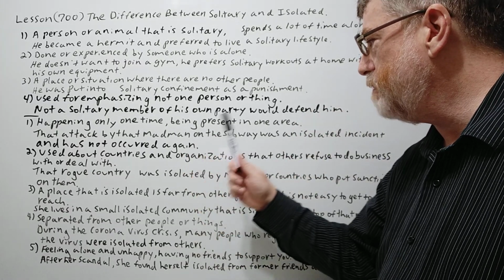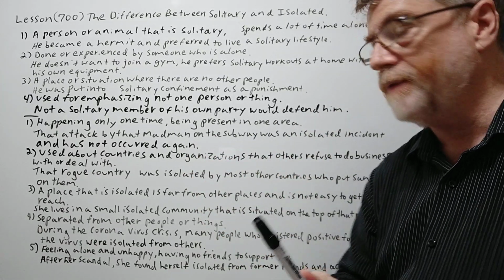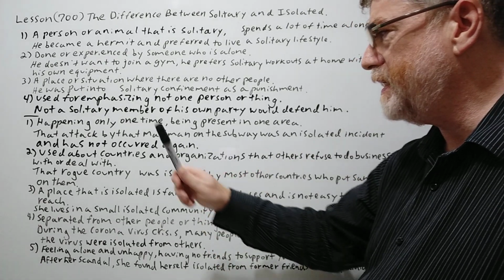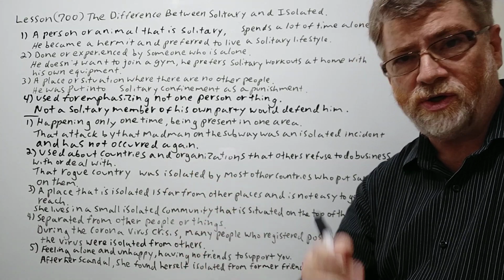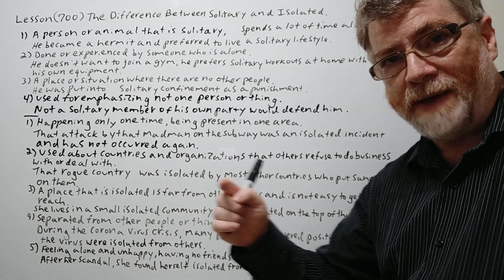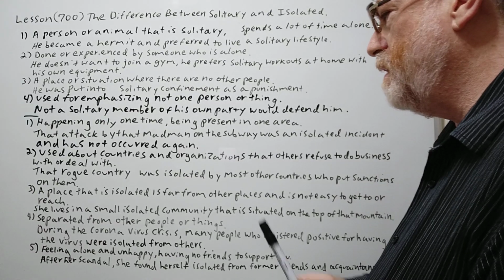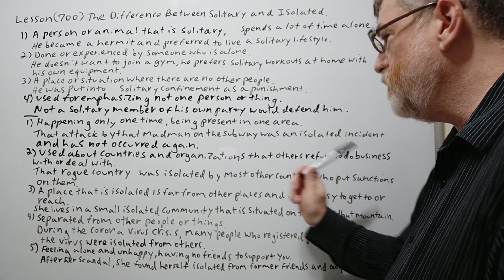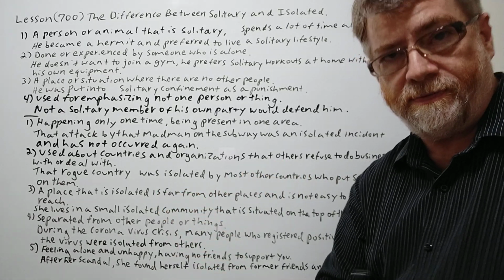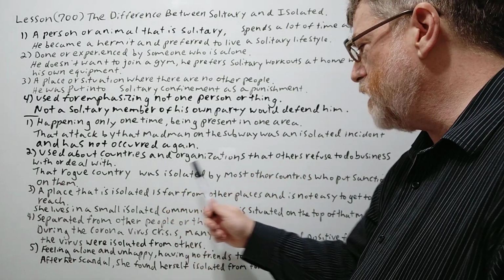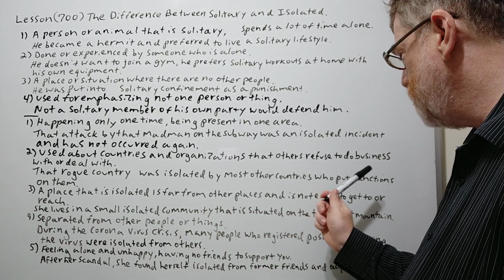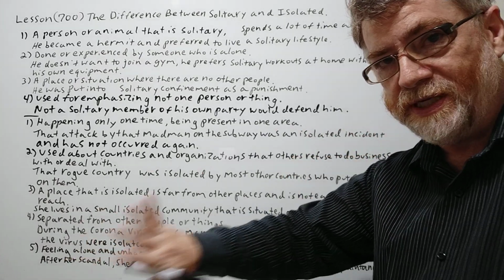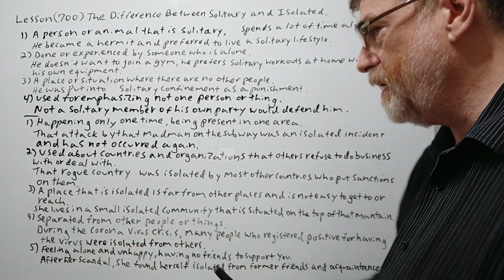All right, now let's look at isolated. Happening only one time or being present in one area. That attack by that madman on the subway was an isolated incident and has not occurred again. So at least not yet. So it just happened that one time. All right, second one, used about countries and organizations that others refuse to do business with or deal with. Here's our example. That rogue country was isolated by most other countries who put sanctions on them. So again, this is a situation where others are influencing you to be separate and be alone.